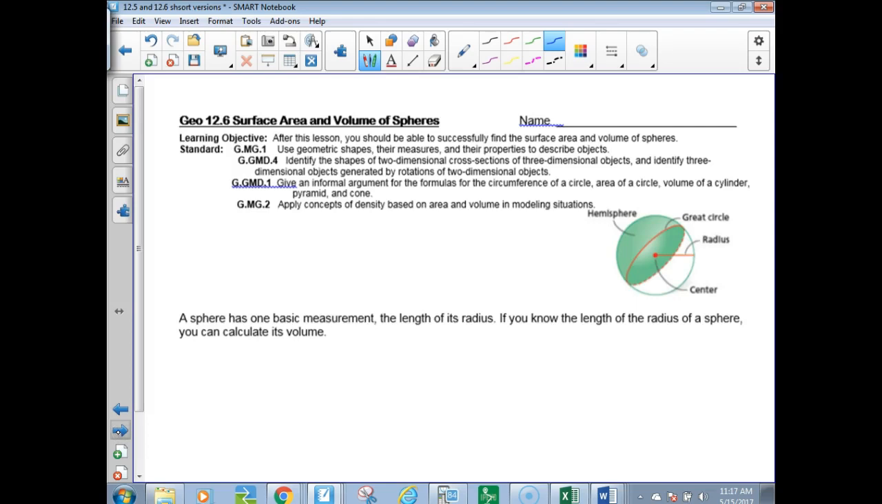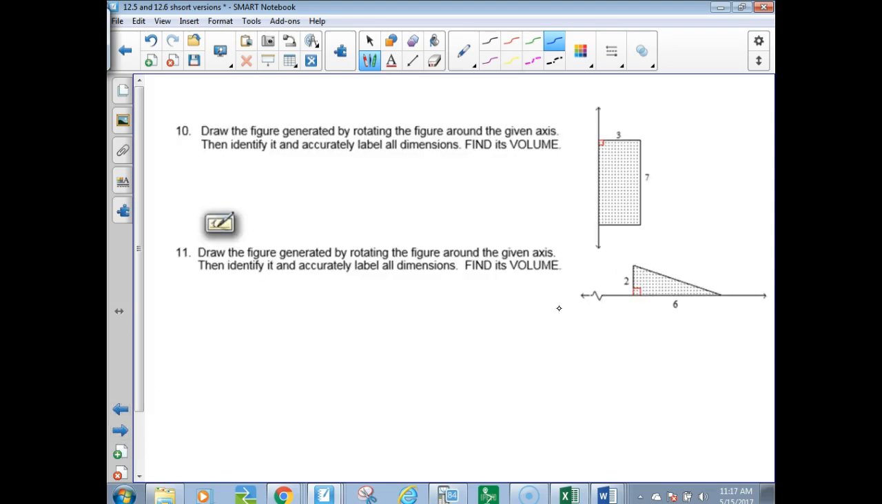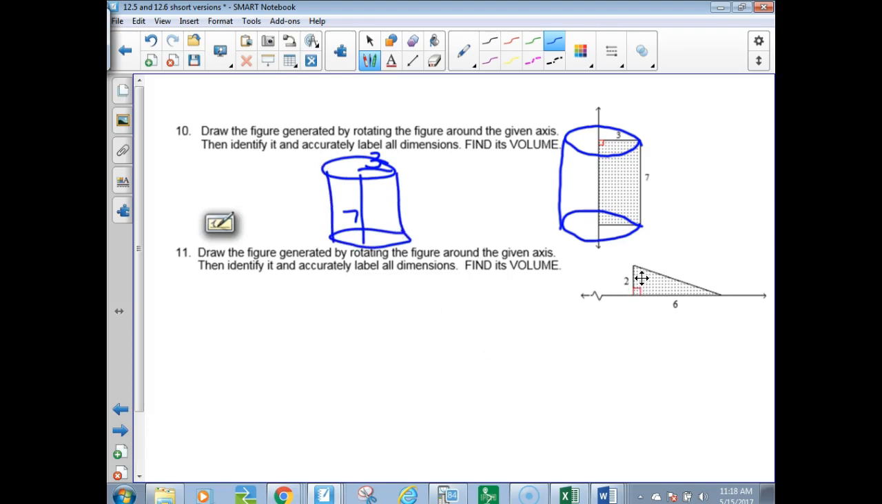I would like you to grab your, when we're getting ready to look at the spheres page, I would like you to think about this problem right here. What would you get if you spun this around? What shape? If it came spinning around. Yep, it would be a cylinder. It would have a radius of 3 and a height of 7. And you can find its volume. What would it be if you spun a triangle around? Cone. That's going to be a cone.